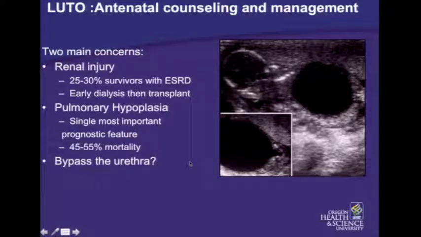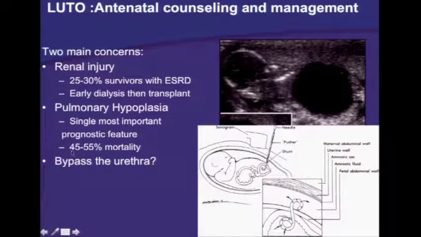There's two main concerns for these cases. One is renal injury. About a third of these patients will have end-stage renal disease, need dialysis, and transplant. However, the most single important prognosticator is the presence or absence of pulmonary hypoplasia. And this leads to about 45 to 55% mortality, and that has to do with the compressive force of lack of amniotic fluid on the chest and the lack of growth of the lungs.